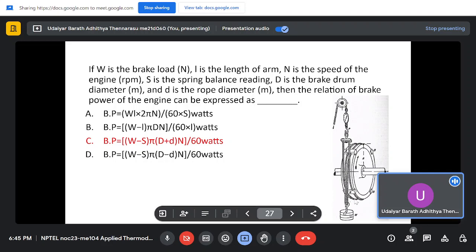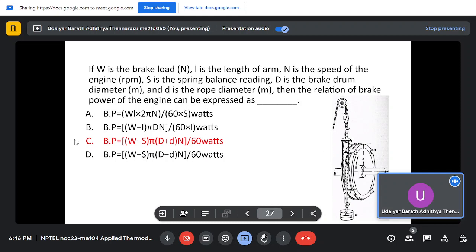That will create a torque. The radius will be capital D plus small d by 2. That is the effective radius. So torque will be (W minus S) into (D plus d) by 2. And for power, it will be 2 pi N into torque by 60. If N is in RPM, to convert it into per second, divide by 60.